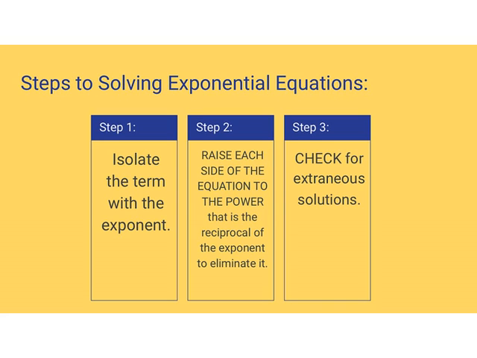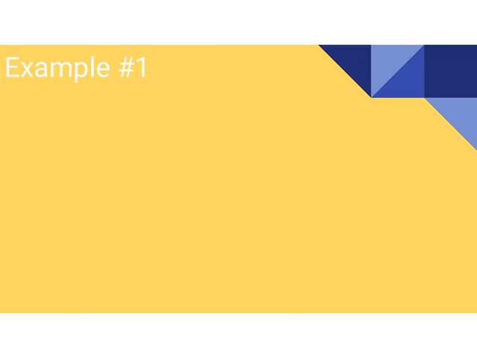Okay, we're going to move on to the steps for solving exponential equations. So your first step, you are going to be solving or isolating the term with the exponent. So just like the radical, but now we're trying to get our exponents by itself. And then you are going to raise the side of the equation to the power that is the reciprocal of the exponent to eliminate it. Step 3, you're going to check for extraneous solutions again.